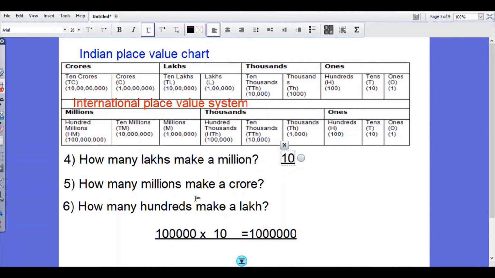Now how many million make a crore? Million is here, and million and 10 lakh are the same. Now crore is here. So after million, that means 10. 10 million make a crore. Or we can say 1 crore is equal to 10 million. Again, check.